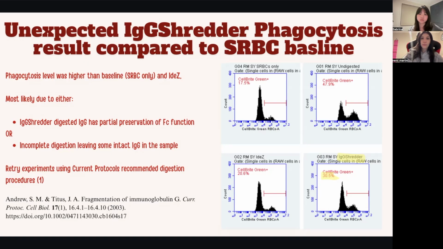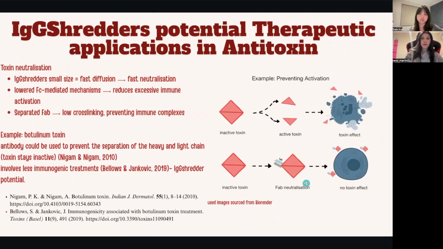A therapeutic application of antibody fragments is toxin neutralization, such as antivenoms like CroFab. Fragmented antibodies' smaller size allows rapid diffusion through blood and tissues, enabling faster toxin neutralization. In addition, absence of the Fc region reduces the risk of excessive immune activation and serum sickness for antitoxins.